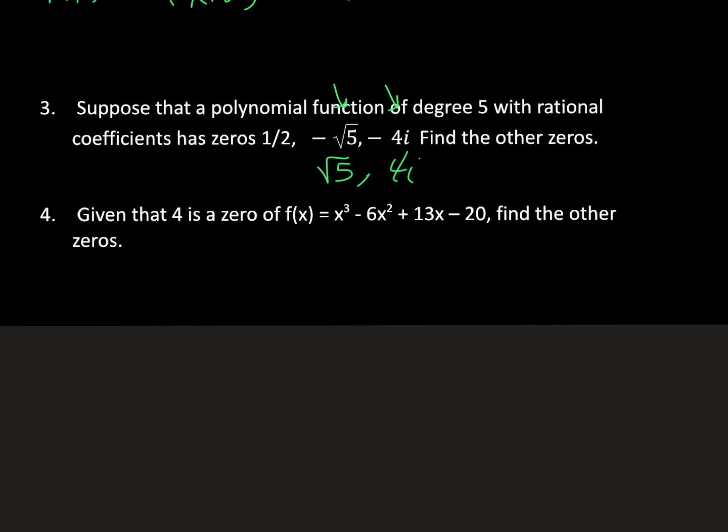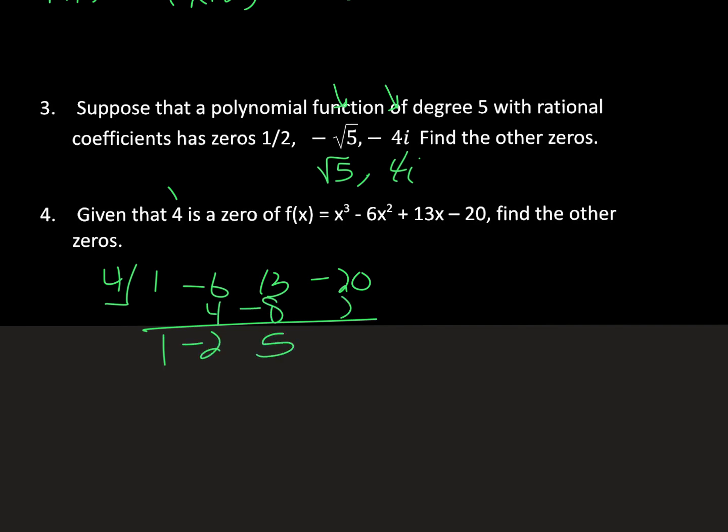Number 4, given that 4 is a 0, find the other ones. So I'm going to put 4 in the box. Not change the sign, whatever it says there is what I'm putting there. 1, negative 6. Got to do synthetic, and I should get 0 at the end. Bring the 1 down, 1 times 4, add, multiply, add, sure enough. Boom. Now, write what you have left.